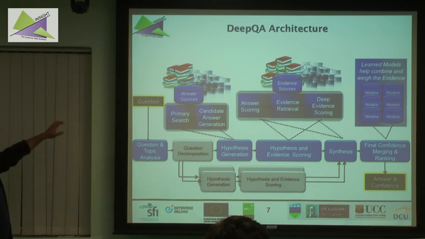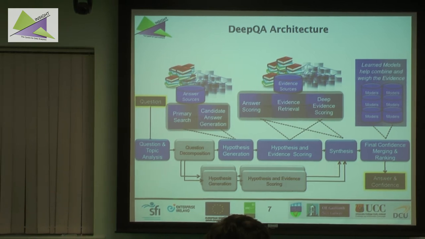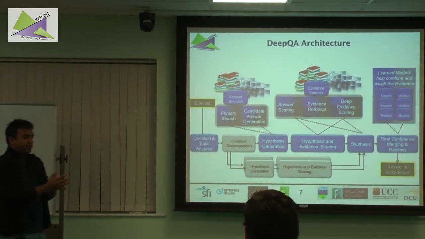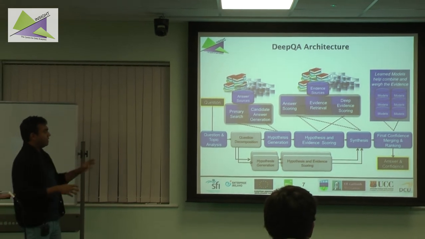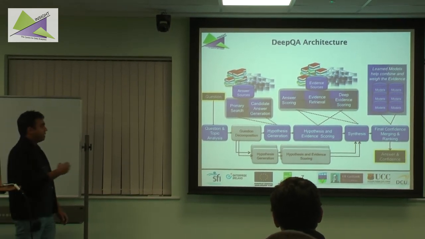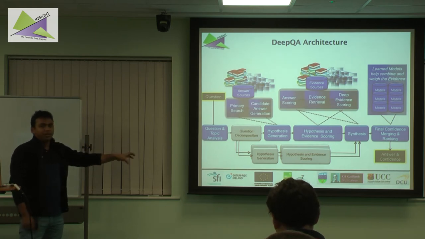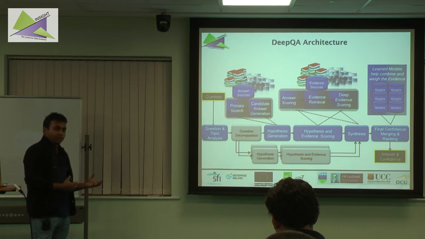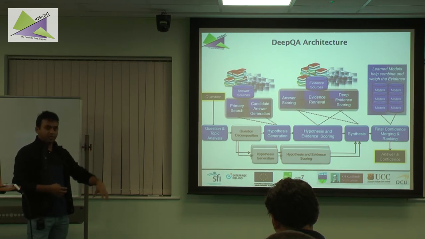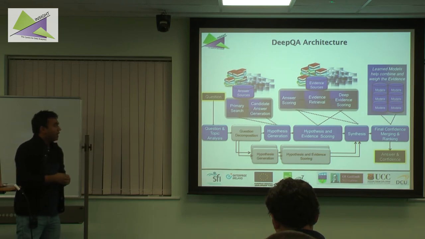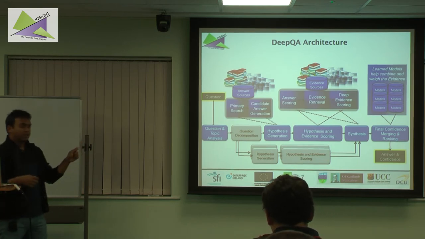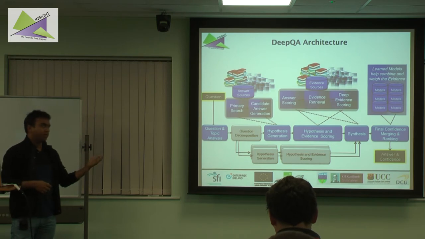A question comes in, and then they decompose the question in several different ways because they have to interpret what you are exactly asking. Then they perform a primary search and try to find relevant documents, using the interpreted question in the form of keywords. Then they extract candidates from those documents using some hypotheses, which I will tell you about later. And then there are plenty of features to score this evidence, to see if it could be the right answer for that particular question.